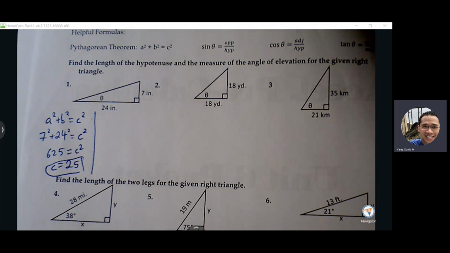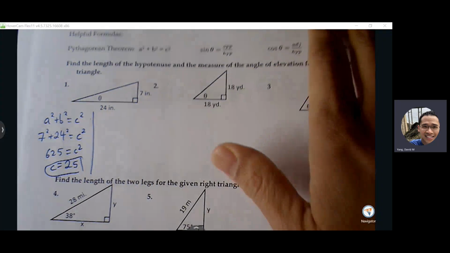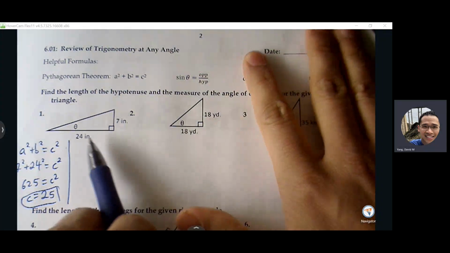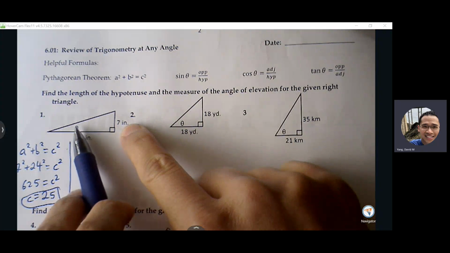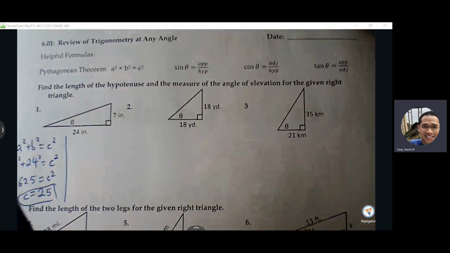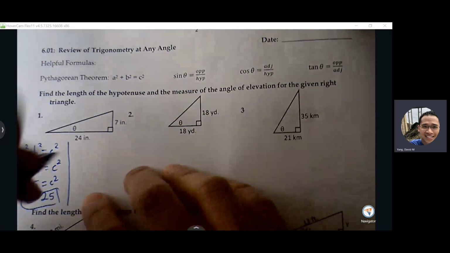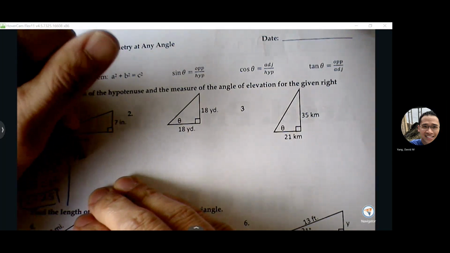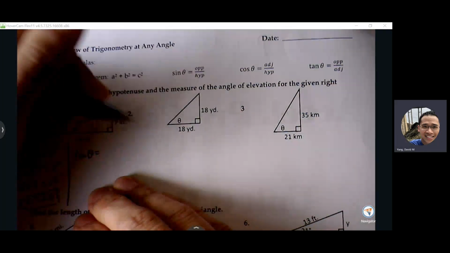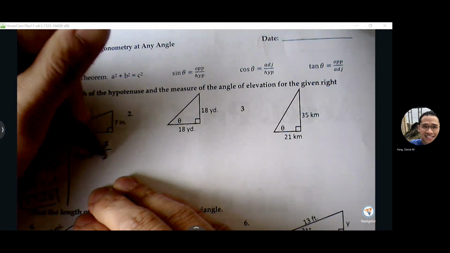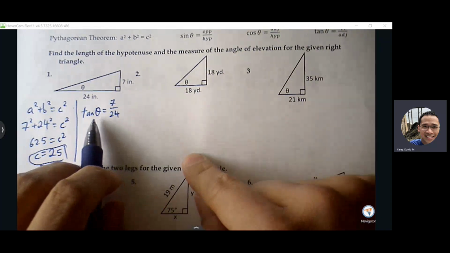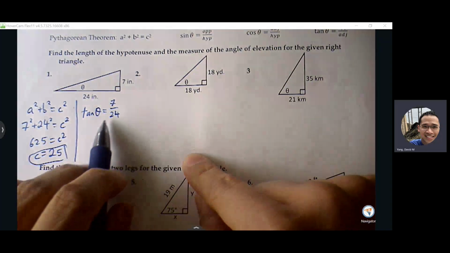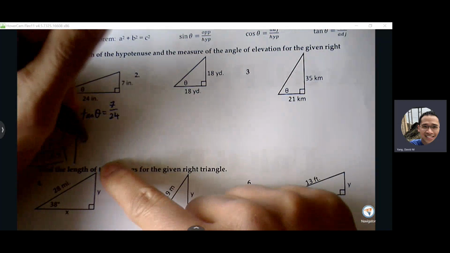All right, if I want to find theta, I'm going to create an equation that relates the sides. So I'll just use the 7 and 24. If I want to use 7, 24, and theta, which trig equation can I use? Tangent. So I can say tangent of theta equals opposite over adjacent. It says to solve for theta. To solve for theta, how do we get theta by itself? We take the inverse tangent.